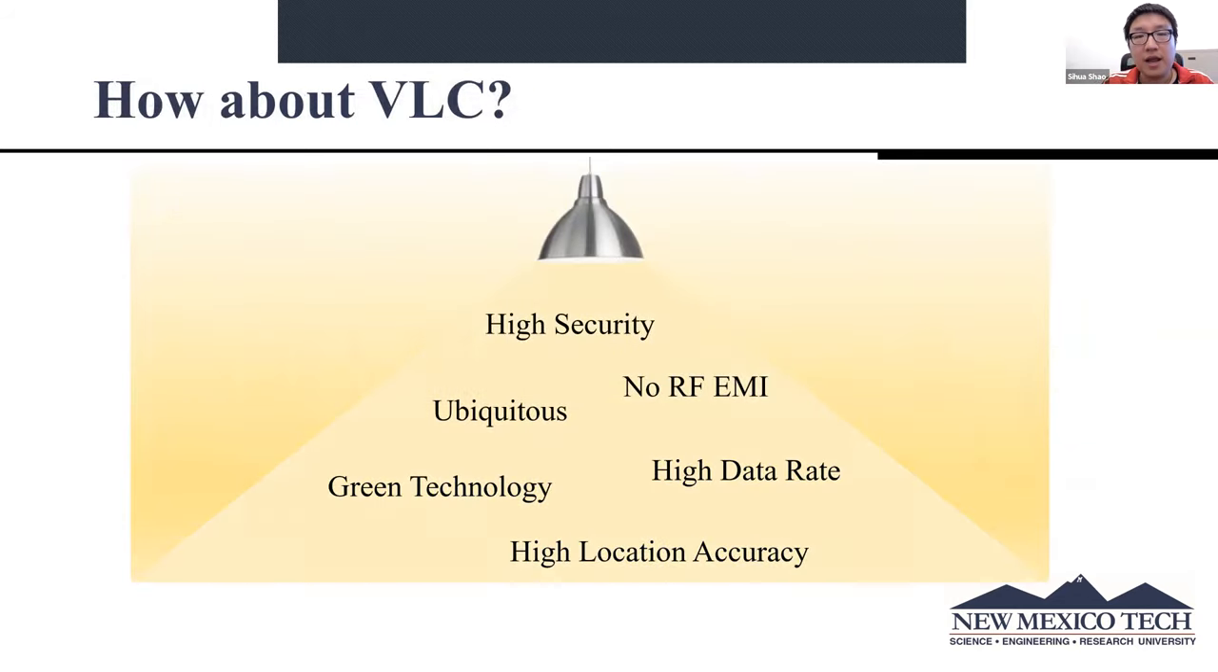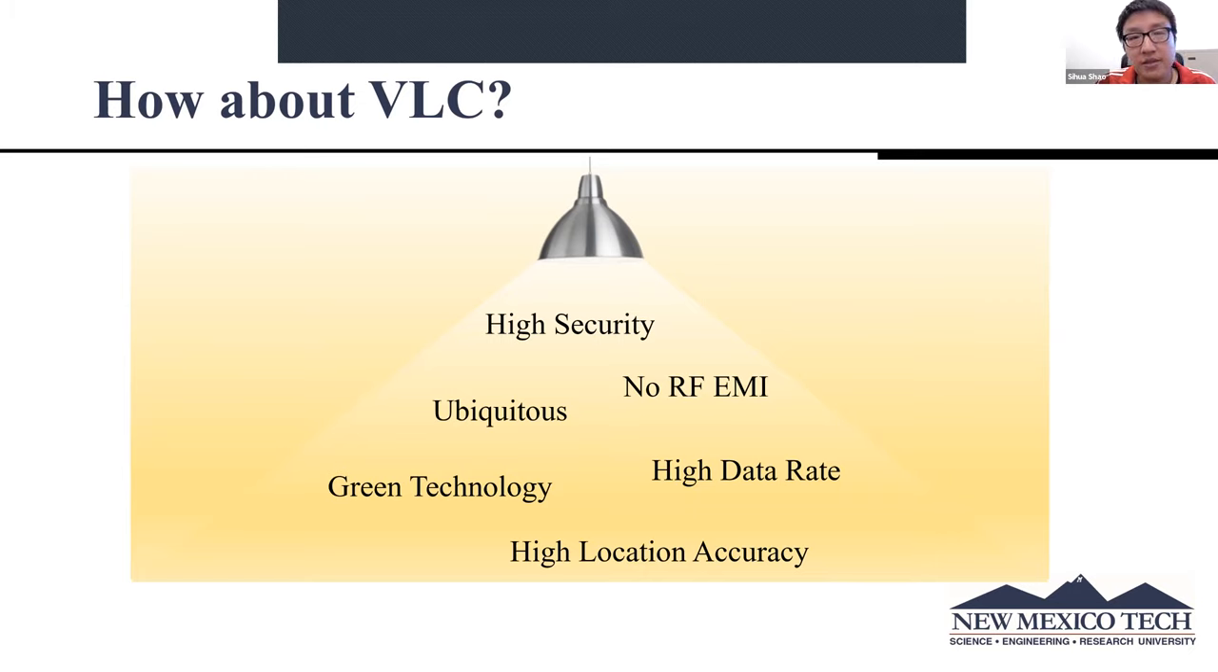What can visible light actually provide us? There are many advantages. High security: you can only sense the signal inside your room. No RF EMI, the electromagnetic interference. So it can be applied in some places, for example, the hospital, where it has no interference to clinic equipment, or places very sensitive to RF signals, like underground mining. And VLC is ubiquitous. Where you have illumination, you can utilize the light to do visible light communication.